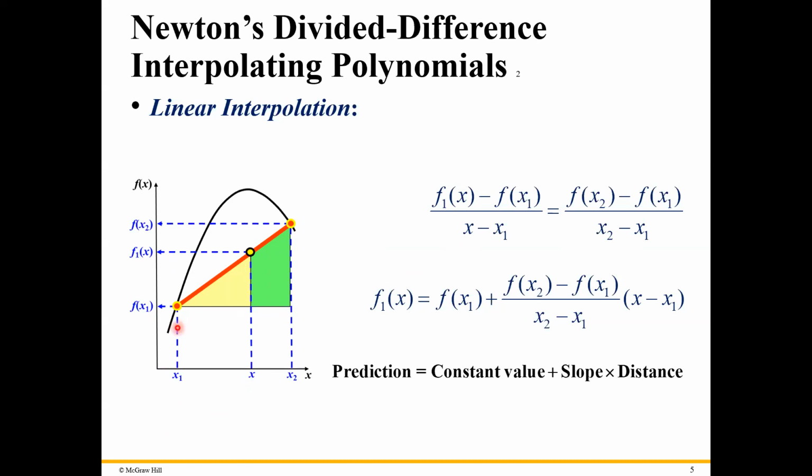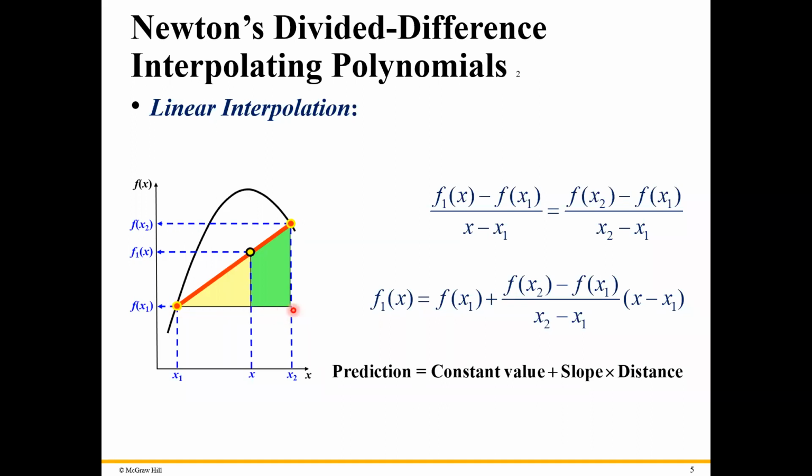The interpolation problem is such that we have point x1 and the value of the function at that point, fx1, is known. We have another point x2 and the value of the function at that point, fx2, is also known. Based on these two values and using linear interpolation, we want to find the value of the function at point x, and it will be f1 of x. In linear interpolation, we join these two known points with the help of a line, and in this case we will produce triangles.